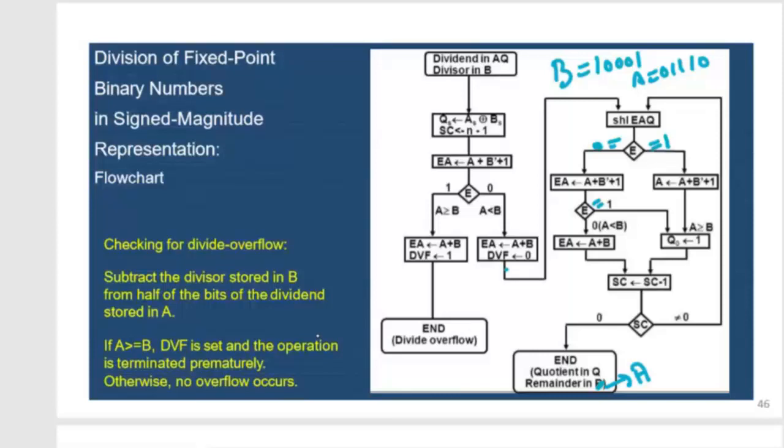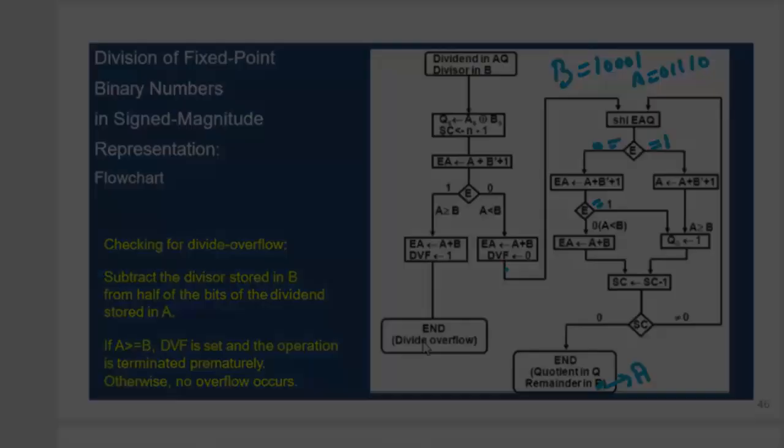So if A is greater than or equal to B, DVF is set. That means DVF value will be equal to 1 and the operation will be terminated, and no overflow occurs.